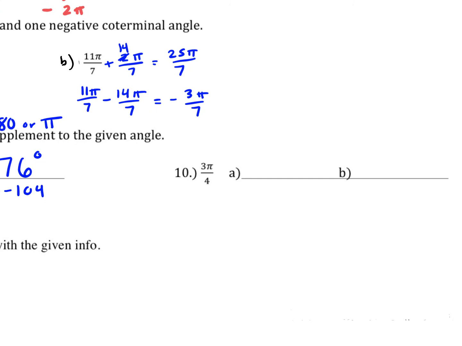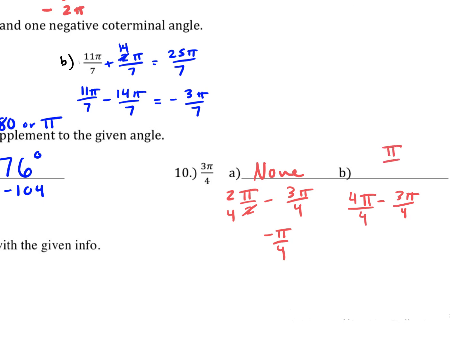Number 10, we're doing the same thing but with radians. So I have pi over 2 minus 3 pi over 4. So I have to multiply the top and the bottom here by 2. So 2 pi minus 3 pi would be negative pi over 4. Can I get a negative? Nope. So there would be no complement. And then for the supplement, it's pi minus 3 pi over 4. So this would be 4 pi over 4 minus 3 pi over 4, which gives us pi over 4.